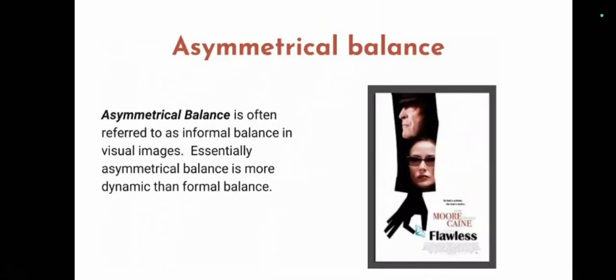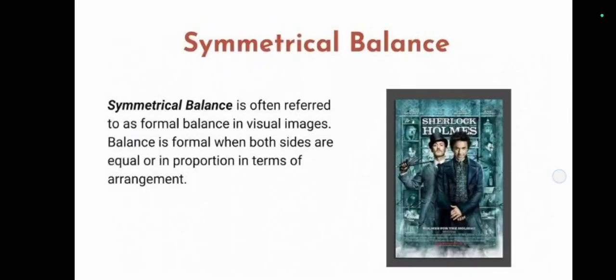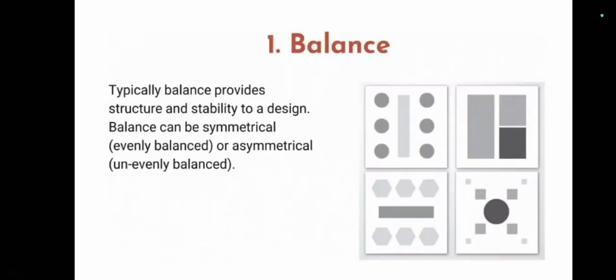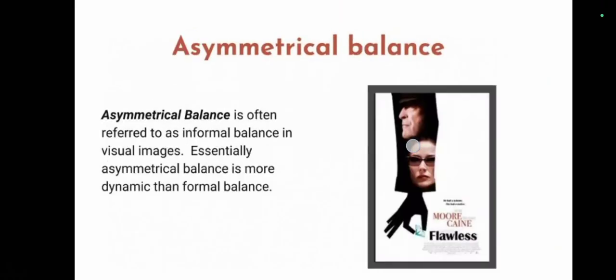These things are uneven, and it is not in a stable order. If you want to say it in normal words, there is no mirror image in asymmetrical balance. In symmetrical balance, there will be mirror images in any one or two directions. Asymmetrical balance means there won't be any mirror image.